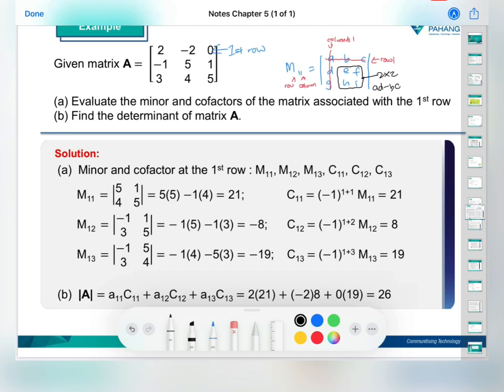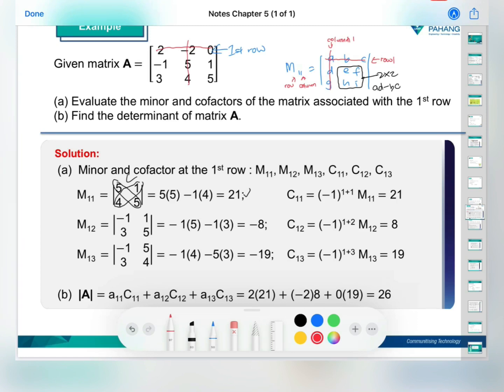Okay, so look at this example. M11 is when I eliminate the first row, 2, negative 2, 0, and the first column, 2, negative 1, 3. What's left is 5, 1, 4, 5. Then I do AD minus BC: 5 times 5 minus 4 times 1, then I have 21.